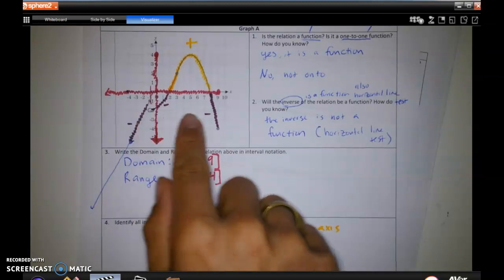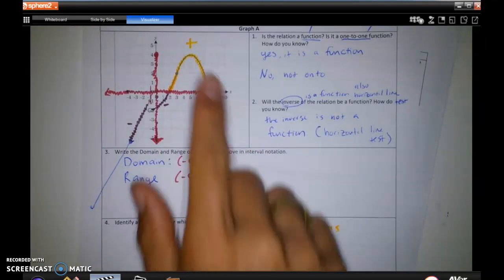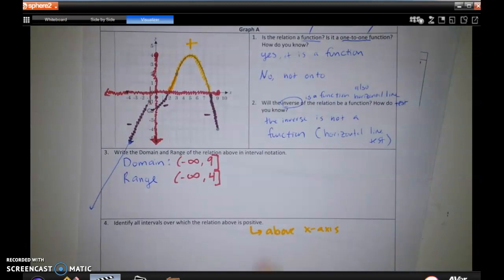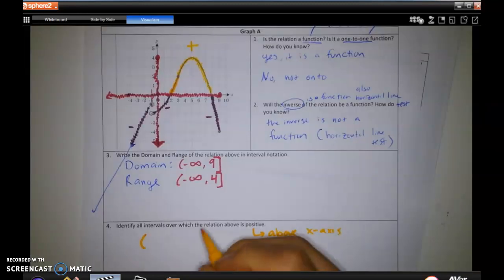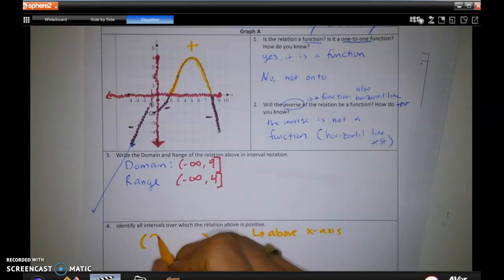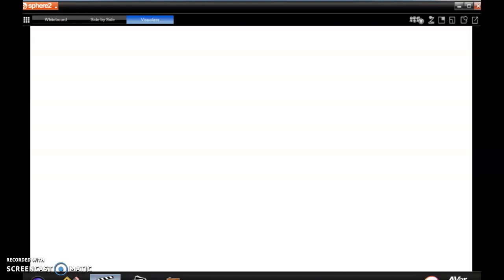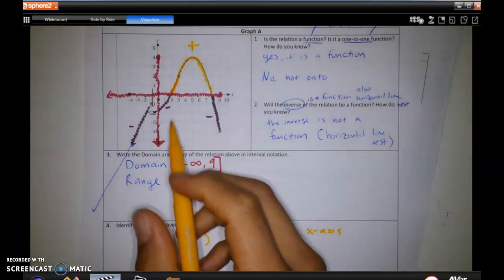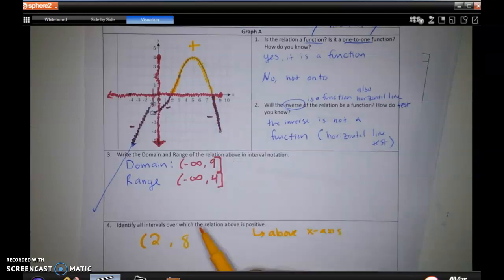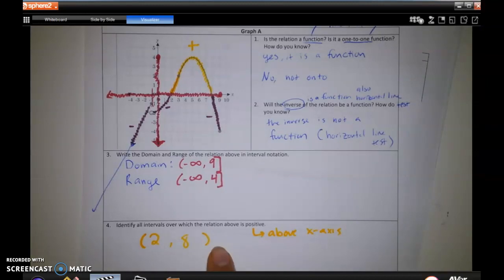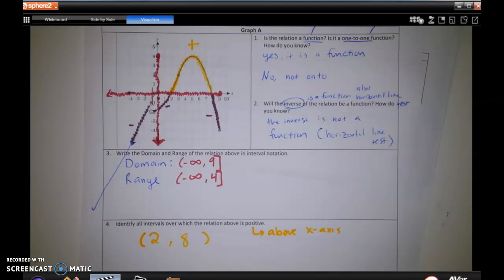So you can see here, these sections below the x-axis are negative, above is positive. So for our interval, you can choose if you want to use inclusive or exclusive. I'm choosing to not include those points. It's from 2 to 8. The reason I'm choosing not to include them is technically at 2 it is 0, so it's not positive, and technically at 8 it is 0, so it is also not positive. That's why most people tend to use this, even though you may see inclusive brackets here.